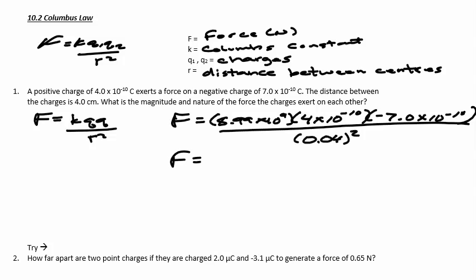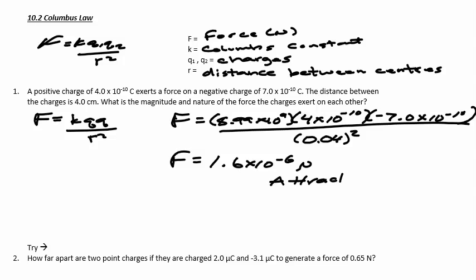Plugging that all into our calculator, we should wind up with 1.6 times 10 to the negative 6 newtons. Now I know I put a negative here, and we didn't wind up with a negative answer here. The negative and positive is really difficult. The negative means really that they're just opposite charges and therefore it is an attractive force.